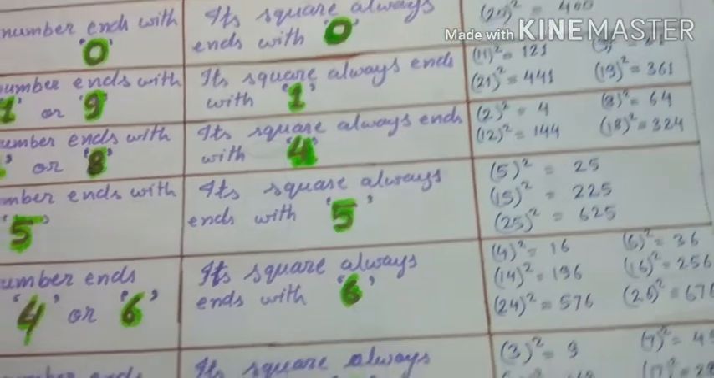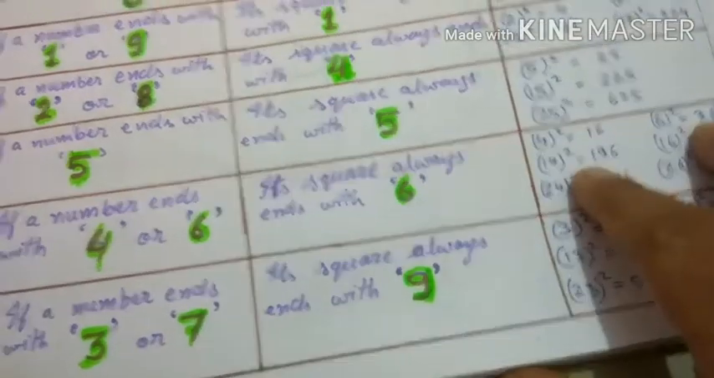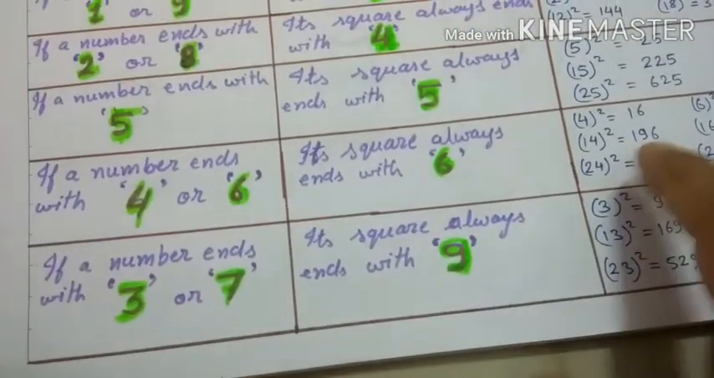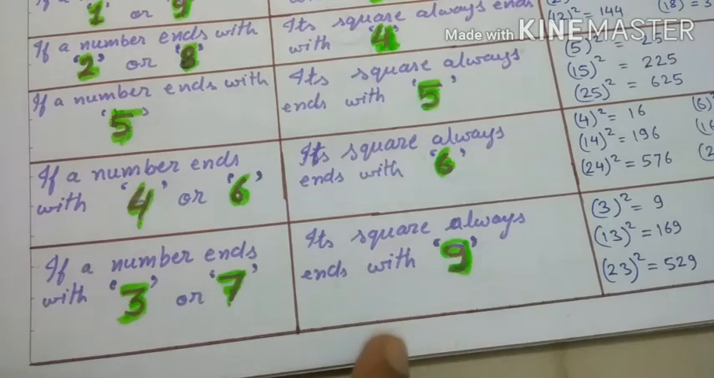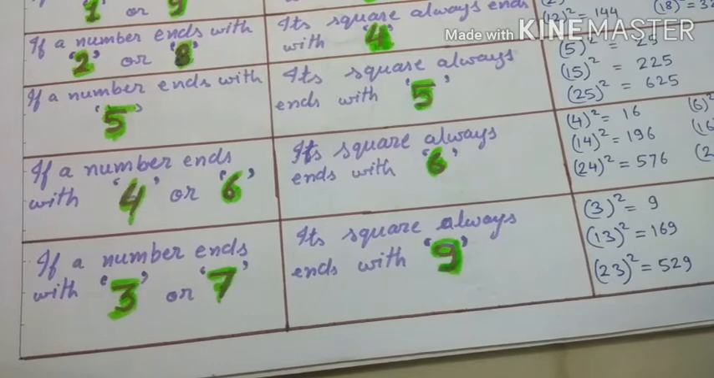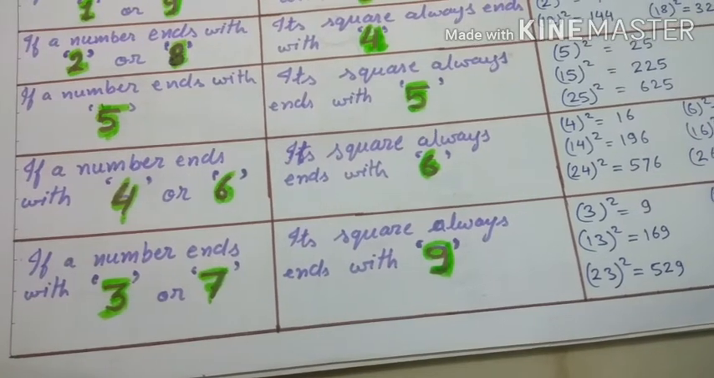And so on. The next one is, if the number ends with 3 or 7, its square always ends with 9.